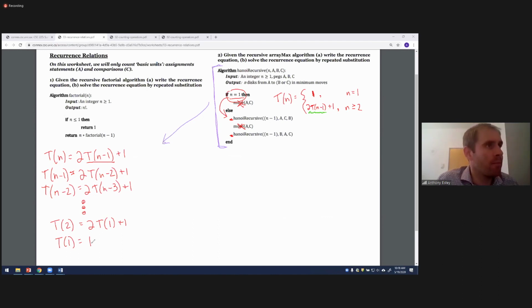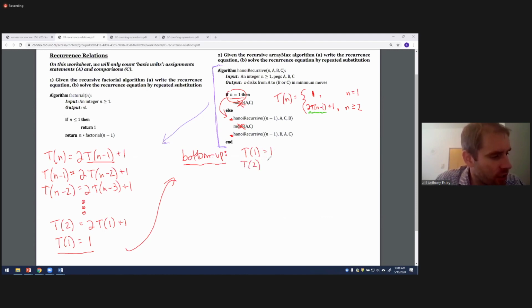So again, our bottom-up approach is just plugging in all these values all the way back up. We know that T of 1 is 1. We know that T of 2 is going to be equal to 2 times T of 1 plus 1, which is 3. We know that T of 3 is going to be 2 times T of 2, which is 2 times 3 plus 1, which is 7. We know that T of 4 is going to be 2 times T of 3 plus 1, which is 15.